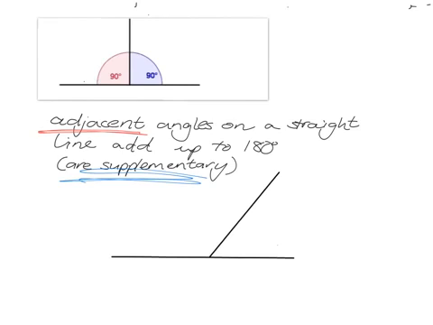So for example, if you take this picture down the bottom and I tell you here that this angle here is 60 degrees and I ask you to work out what this angle here is, you can tell me, well, x will have to be, because the two of these things add up to 180, x is going to have to be 180 minus 60, which is 120.